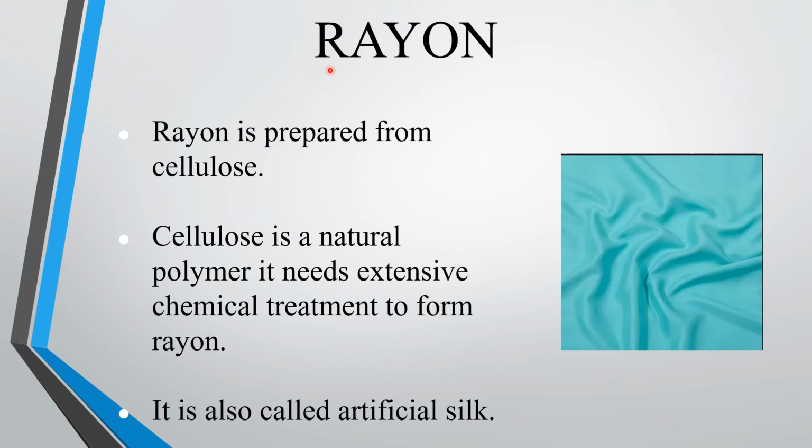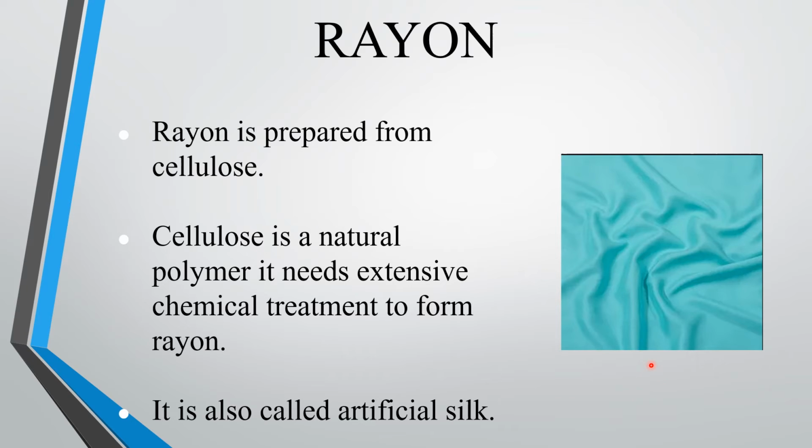Now let us start discussing the different types of synthetic fibers in detail. And first we are going to learn about rayon. And this rayon is actually prepared from a natural polymer called cellulose. Before discussing in detail why a fiber which is made out of a natural polymer comes under the category of synthetic fiber, let us have a brief info about the discovery of rayon.